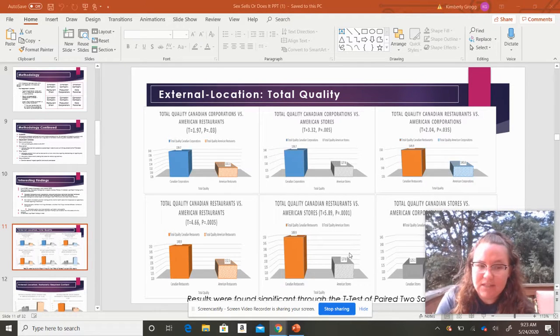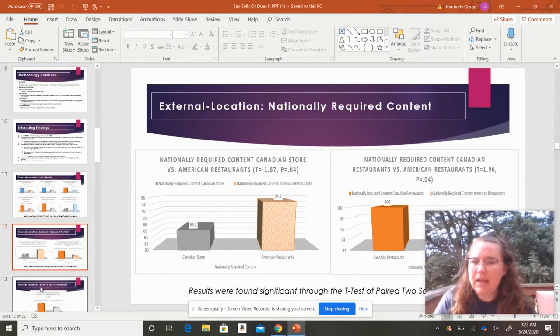So these are all statistically significant findings that you graph out. And with nationally required, like I said, it's a grade. So every single one of the Canadian restaurants met the federally required standards. You'd be shocked how many of the companies I looked at actually did not meet their federally required standards. That could be just because it's an out-of-date policy and they haven't updated it based on the new changes to sexual harassment expectations from the federal government. Or maybe they just don't care.